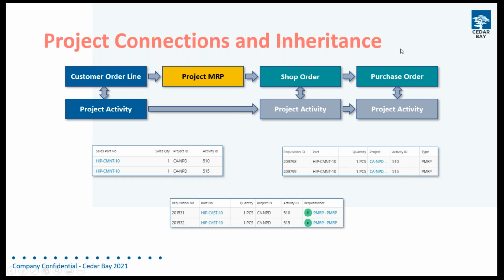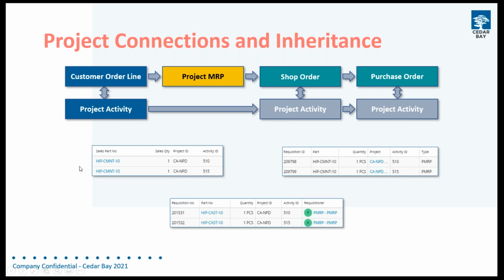And then when project MRP looks at the shop order demands, it will create purchase orders, again carrying through that project activity. So we're only connecting that project to the activity in one instance, which is on the demand line. Project MRP then is maintaining that inheritance as we go down through all of the supplies.